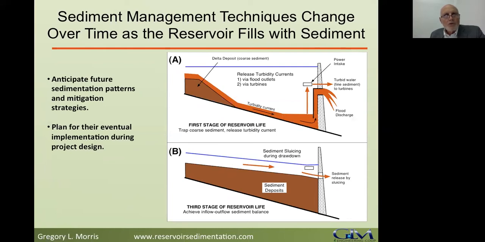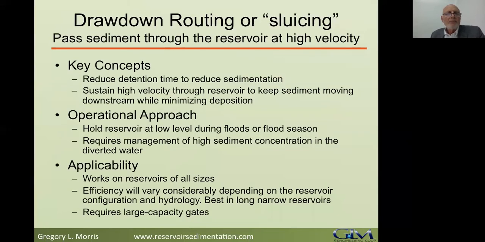So when you start planning on sediment management, don't think about what you're going to do just today, but also what you're going to be doing in 50 or 100 years in the future, so that whatever you do today ties into or helps the future management activity.